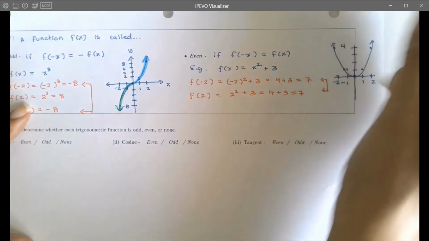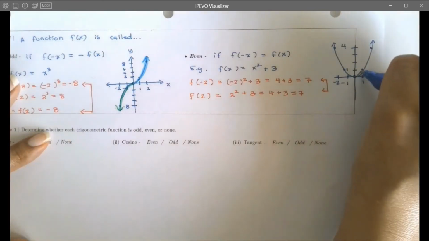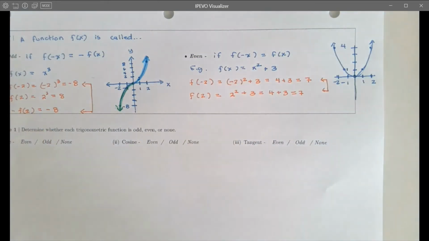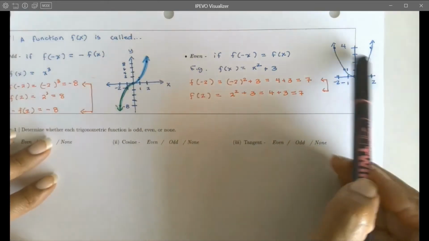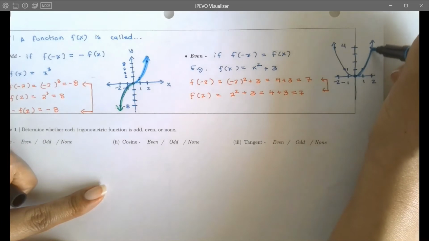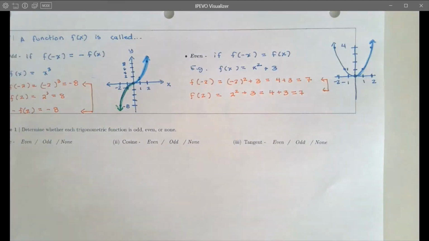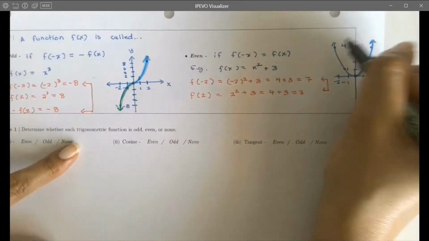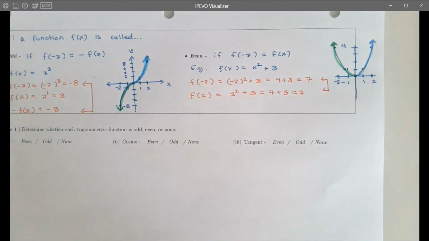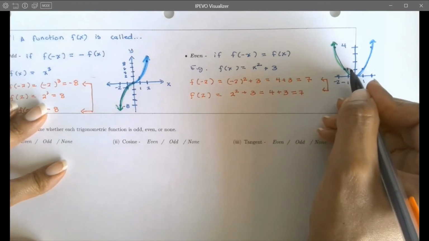But what's special about this type of graph is that the points reflect across the y-axis. What I mean by that is that everything on the right-hand side of the y-axis has a mirror image on the left-hand side of the y-axis, right? These points reflect each other.